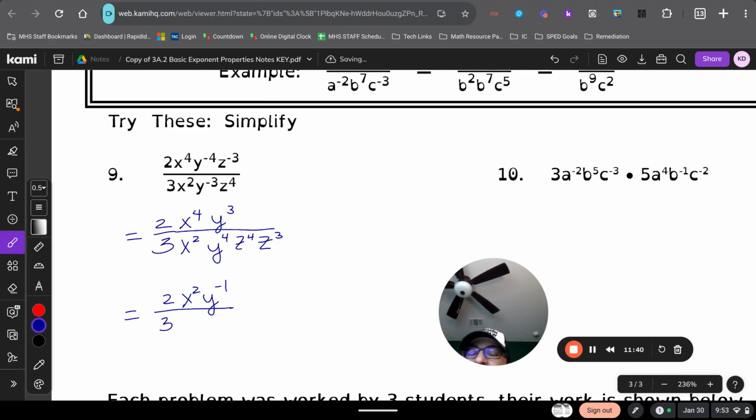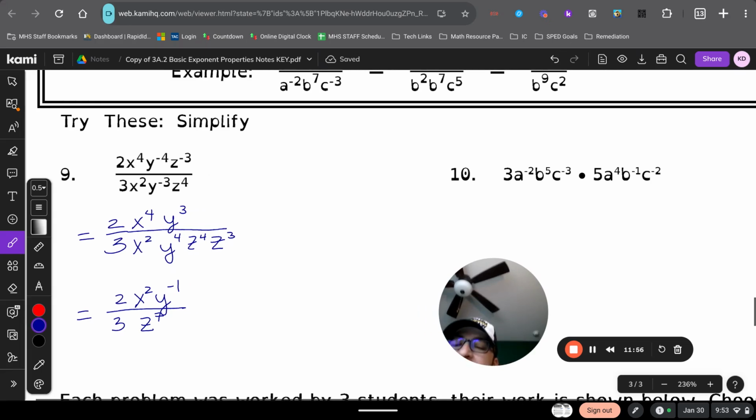And then in the bottom, we have z to the fourth and z to the third, both being multiplied in the bottom of our fraction, so we can actually add those exponents together. So z to the seventh. And we do have just one last thing. We have that y to the negative 1, which we really don't want to end up with in our final answer, so we can move that y back down to the bottom. So we get 2x squared over 3y z to the seventh.